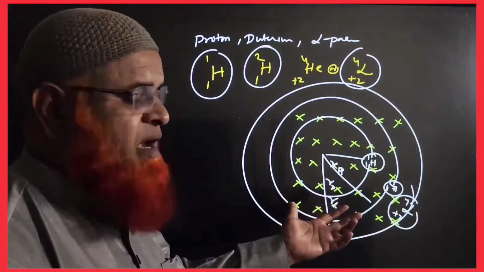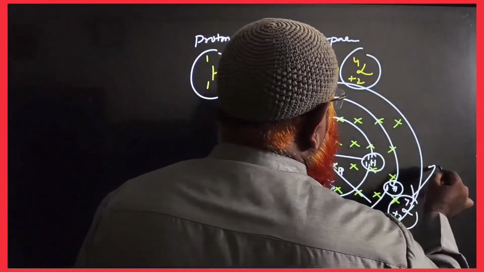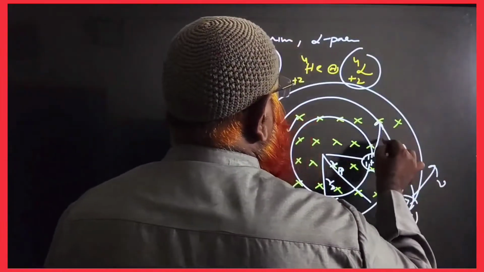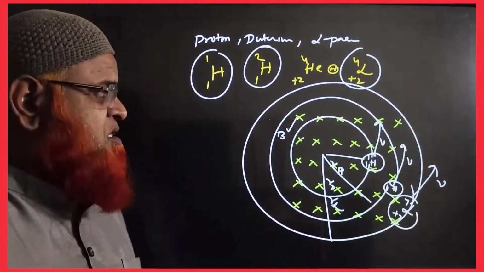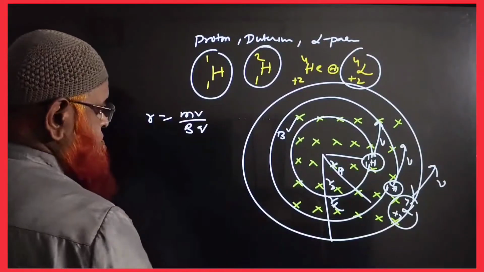What happens to their radii if they enter the same magnetic field with the same velocity? Their velocity is also the same. Then what is our formula actually? You know R is equal to mv by bq.